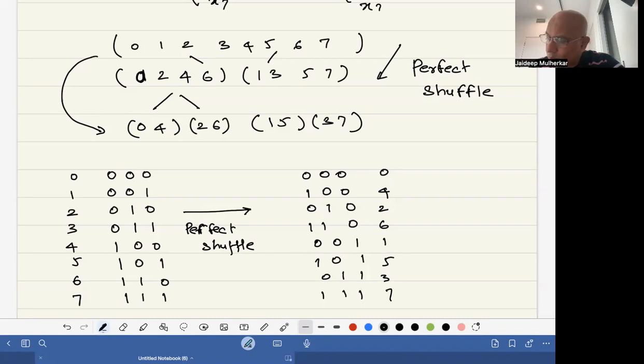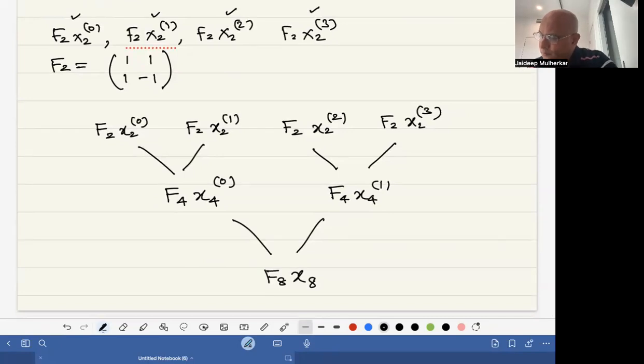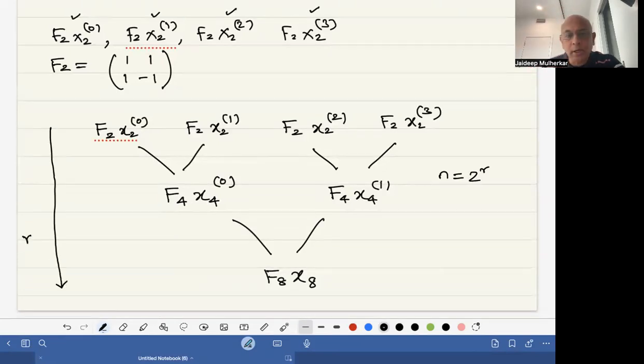Okay, and finally we want to talk about how many operations. We are doing this to reduce the number of operations of the Fourier transform from order of n squared to order of n log n. So if I look at this picture, let's take n equal to 2 to the r, and let's say there are r levels over here, right? And we want to see how many multiplications there are at each level.